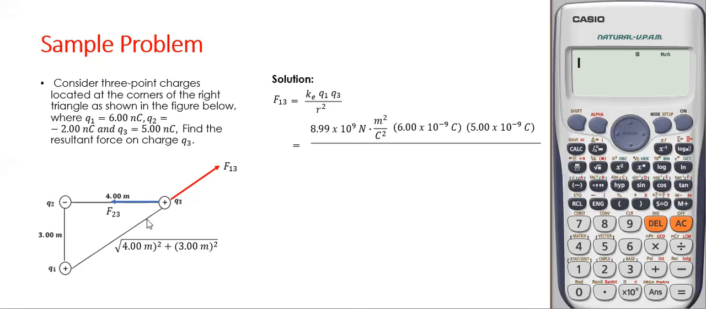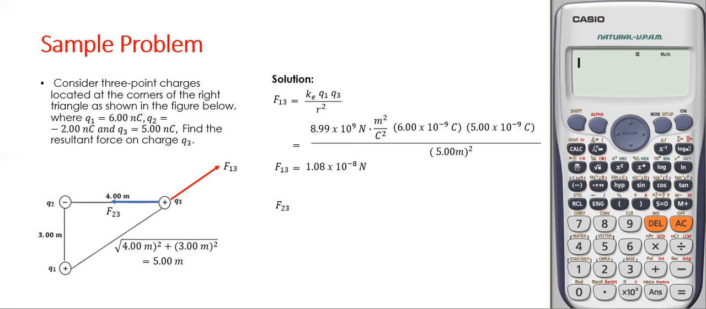So yung distance between Q1 and Q3 ay yung hypotenuse ng ating triangle. So given yung dalawang side ng triangle, so para makuha natin yung kanyang hypotenuse, gagamitin natin yung Pythagorean theorem, and that is square root of 4 meter squared plus 3 meter squared, which is equal to 5 meters. So this is divided by 5 meters squared. Okay? So the magnitude of force F1 to 3 is equal to 1.08 times 10 raised to negative 8 Newton.